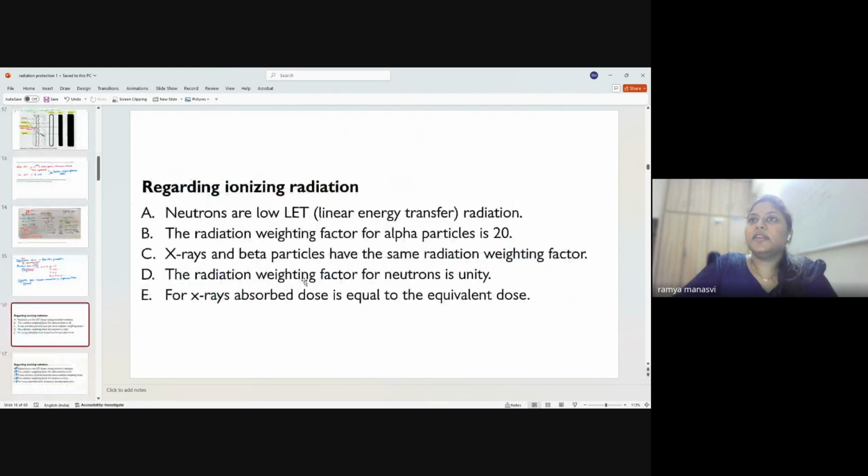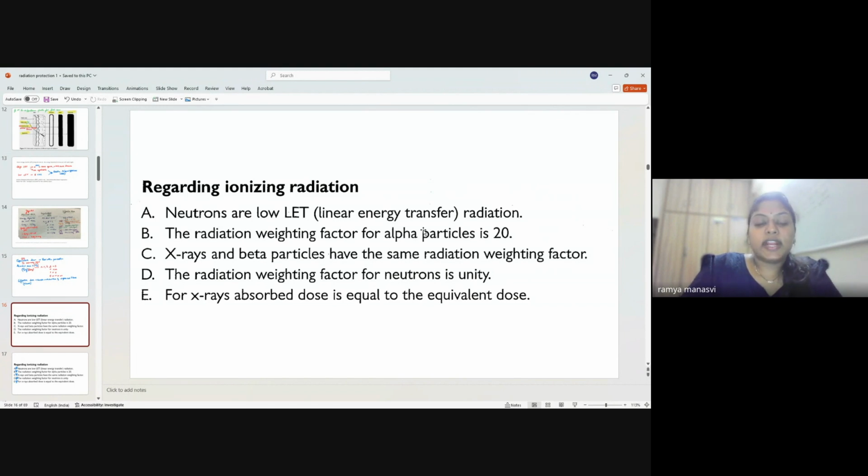I hope it's clear. So now we'll see some questions. Regarding ionizing radiation, neutrons are low LET, linear energy transfer radiation. No, they have 10 to 20, so the radiation weighting factor is 10 or 20, so it is a high LET. The radiation weighting factor of alpha particles is 20. Yes, it is true. X-rays and beta particles have the same radiation weighting factor. Yes, it is true, it is 1. The radiation weighting factor for neutrons is unity. No, it is 20 or 10.